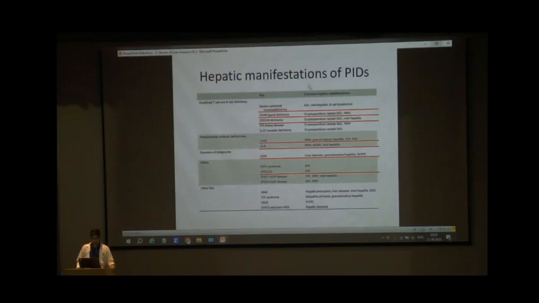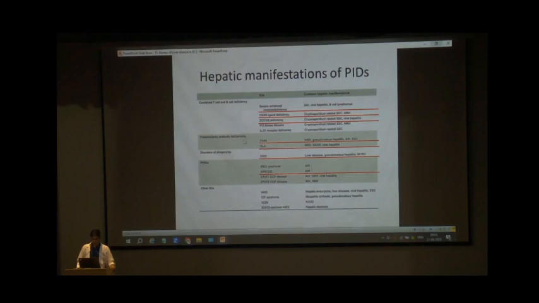So for hepatic manifestation in primary immune deficiency, there are basically four types of primary immune deficiency. In combined T and B cell deficiency like SCID, there is increased risk of autoimmune hepatitis and increased risk of B cell lymphoma. In patients with hyper IgM syndrome, there is increased risk of recurrent Cryptosporidium parvum infection leading to secondary sclerosing cholangitis and nodular regenerative hyperplasia.